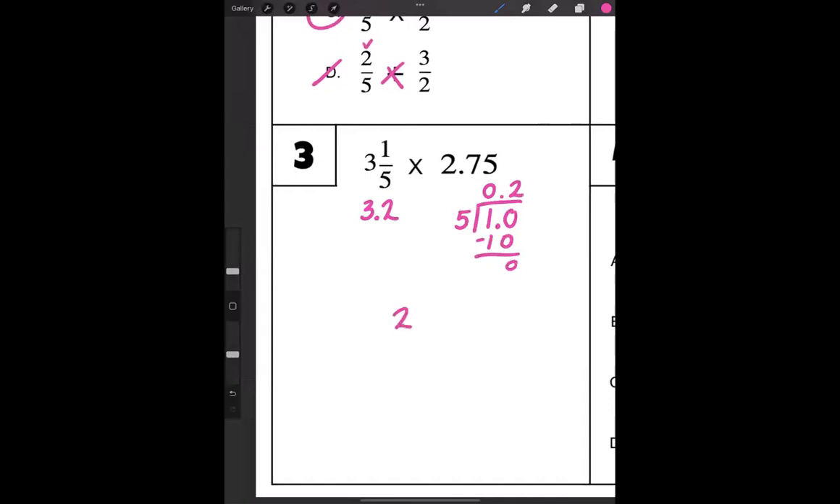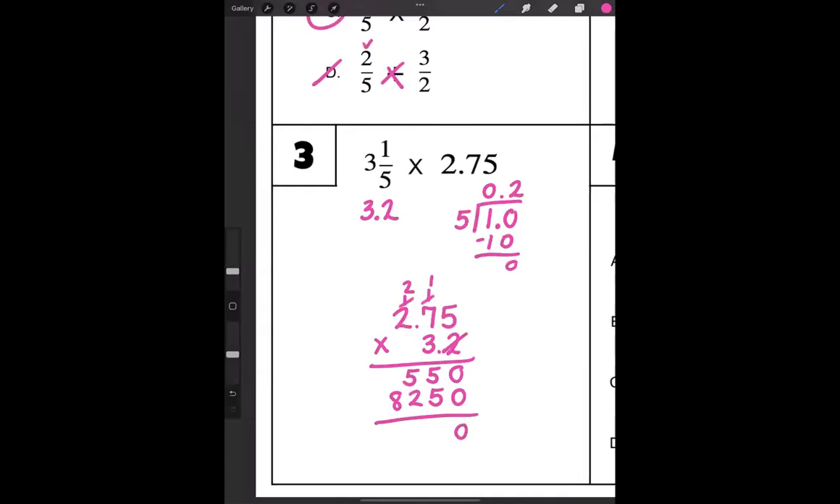Now we can do the multiplication. The 2.75 has to go on top because it has more digits. 2 times 5 is 10. 2 times 7 is 14, plus 1 gives me 15. 2 times 2 is 4, plus 1 gives me 5. We're done with this 2 and with these up here. 3 times 5 gives me 15. 3 times 7 is 21, plus 1 is 22. And 3 times 2 is 6, plus 2 gives me 8.